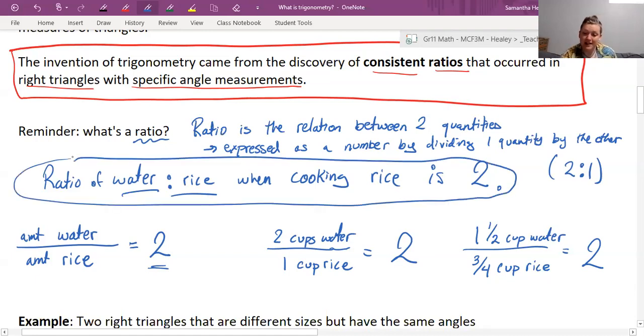So that number that we got by dividing one of the quantities, the amount of water, by the other quantity, the amount of rice. So if we had 2 cups water divided by 1 cup rice, okay, that's a ratio of 2. And so now we're going to look at ratios of triangles.